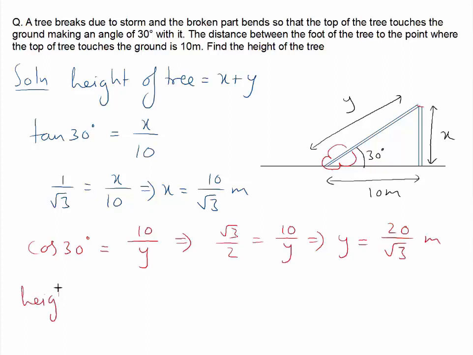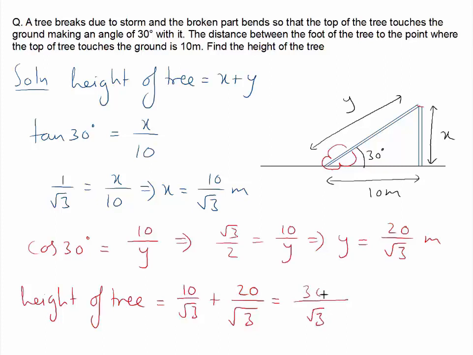Therefore the height of the tree equals x + y, which is 10 by root 3 plus 20 by root 3. The LCM is root 3, and we get 10 plus 20, which is 30, so 30 by root 3. Now we can rationalize this by multiplying by root 3 by root 3, and we will finally get 10 root 3 meters. So the actual height of the tree is 10 root 3 meters.